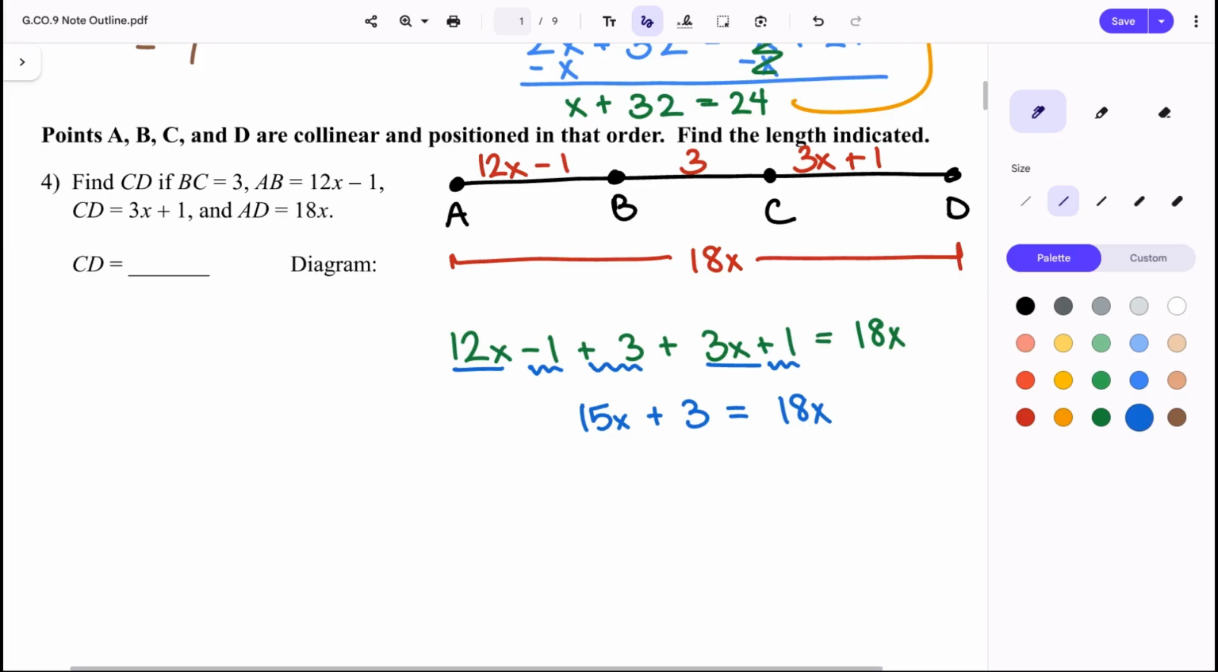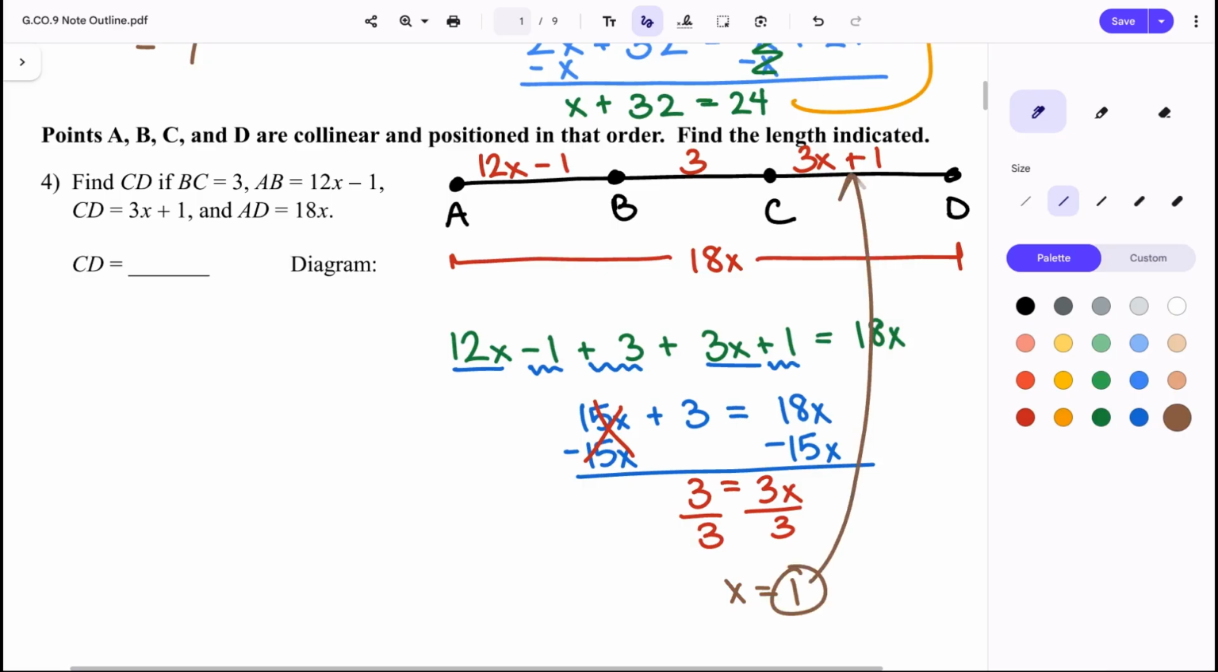All right. Then I'm going to move this 15x over here because, again, I like to keep x positive if I can. So I'm going to drop down my 3 equals 18x minus 15x would be 3x. I'm going to divide by 3, and we should have gotten x equals 1. Okay, but what are they asking for? CD. So I got to make sure I take this and plug it back in up here to that 3x plus 1. So 3 times 1 plus 1, yeah, is going to be 4. There you go. I didn't get that. Could you try again? Any questions?